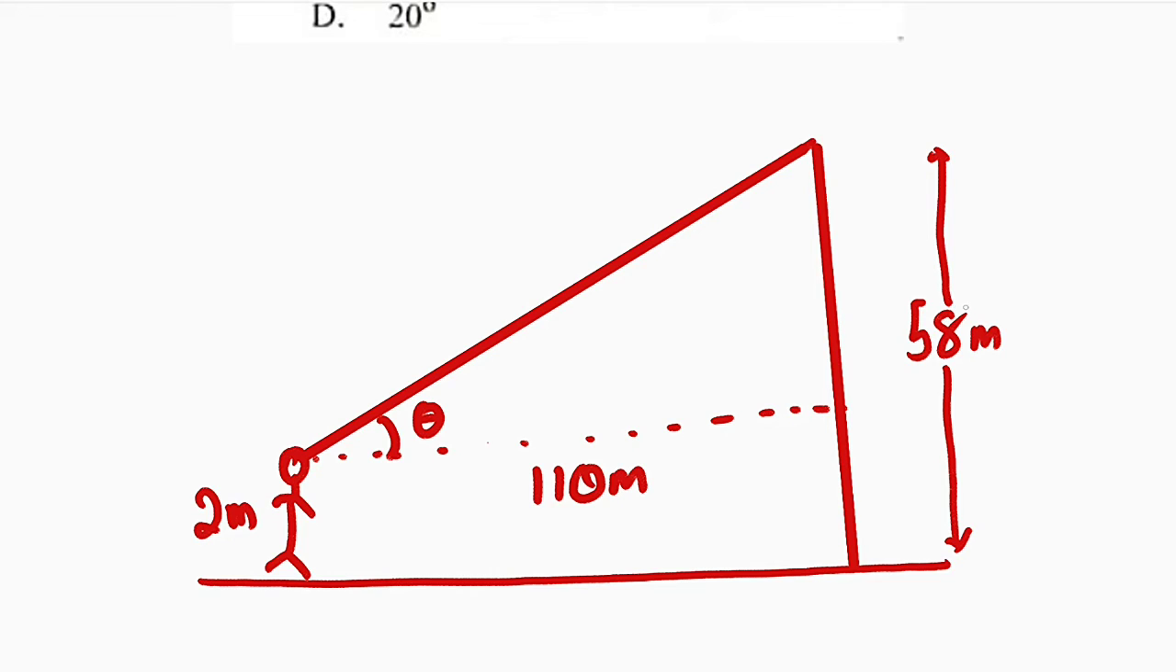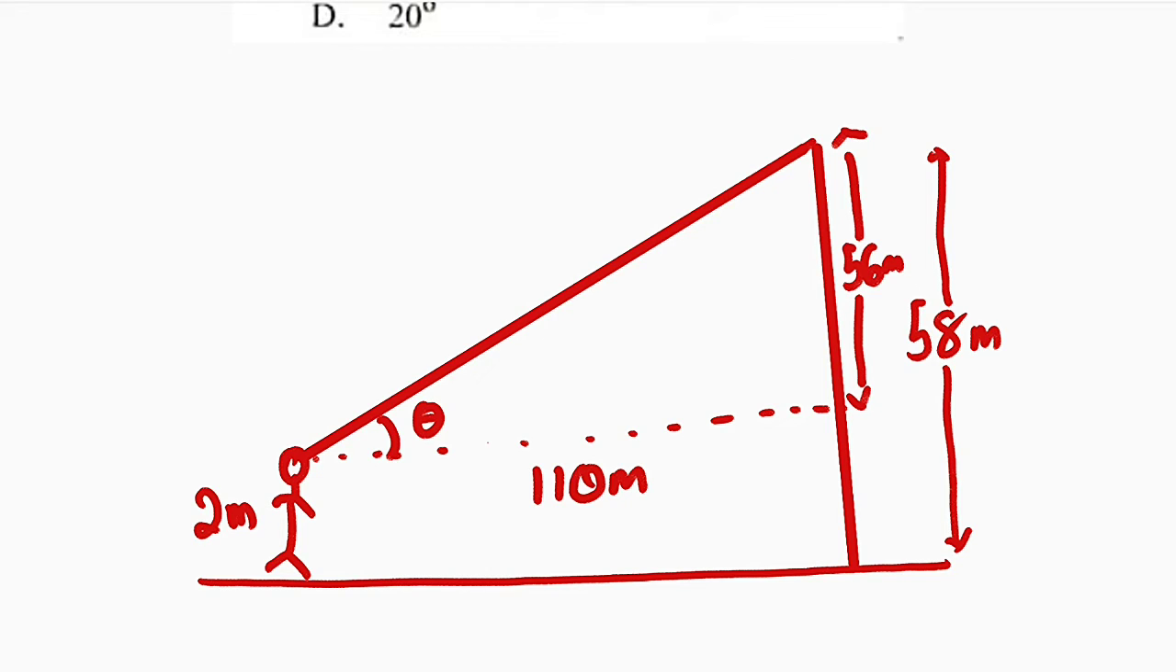So if the height of the building is 58 meter, what will be the height of this point to this point? All you have to do is to subtract her height, which is 2 meter, from this, right? So we have 56. So this is 56 meter. So we have everything we need.